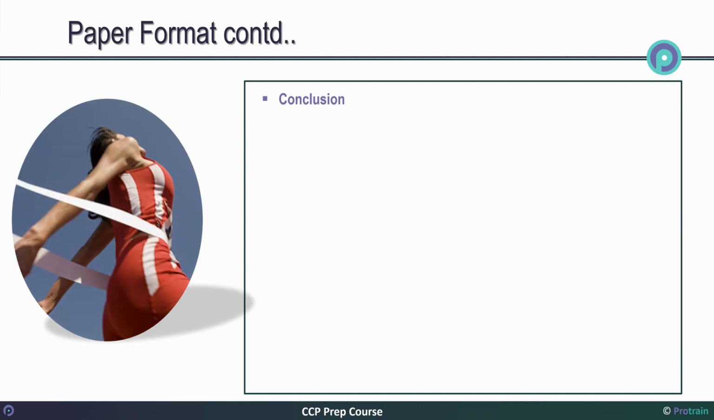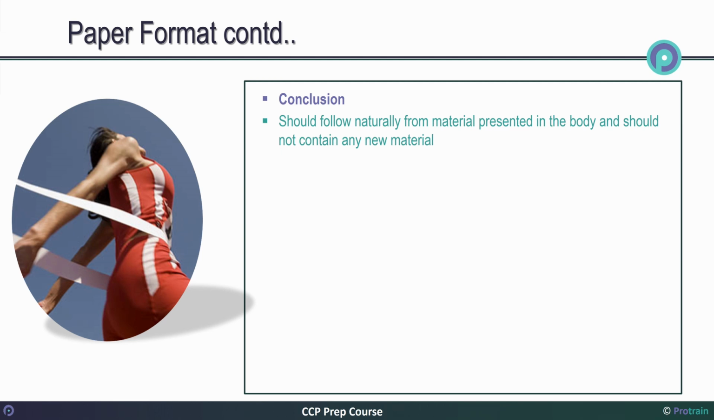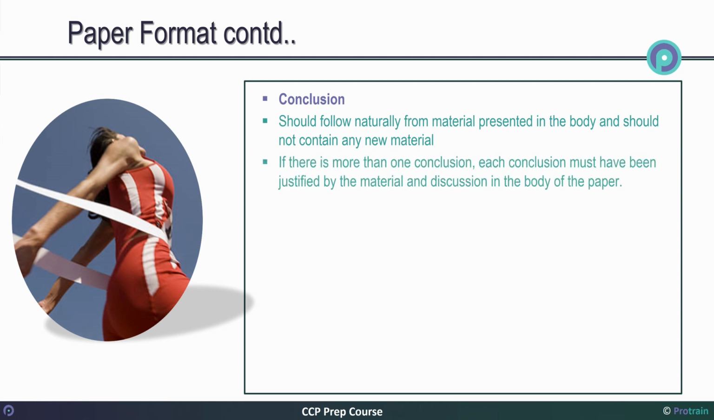Conclusion. The conclusion should follow naturally from material presented in the body, and should not contain any new material that does not properly belong to the body. The conclusion is somewhat like a summary, in that it should briefly reiterate the major points established in the body, and then describe the author's interpretation of the overall meaning, or conclusions from the material. If there is more than one conclusion, each conclusion must have been justified by the material and discussion in the body of the paper.